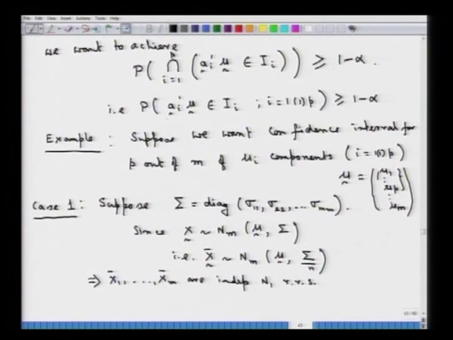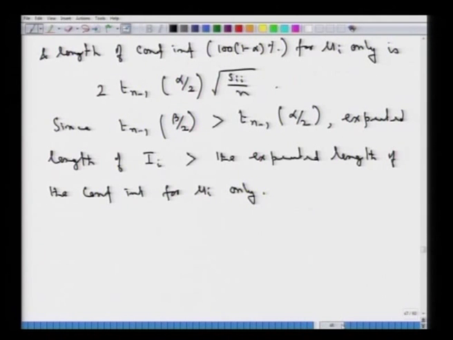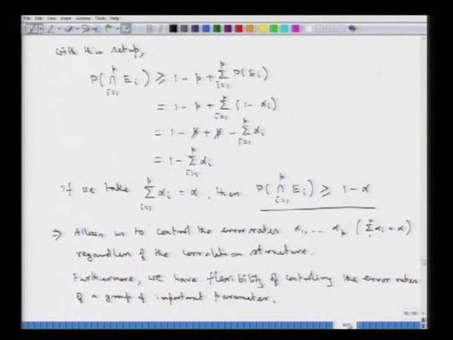Now this approach can be extended for any type of linear combining vector a i, and hence this method can easily be extended for such situations. The only thing is that here the distributions are going to change. In place of x i bar we will be having a i prime x bar terms, and the corresponding variance term will also get replaced. In place of S i i we will have whatever is the variance of that a i prime x bar term. So the next thing that we are going to look at is T square confidence intervals.